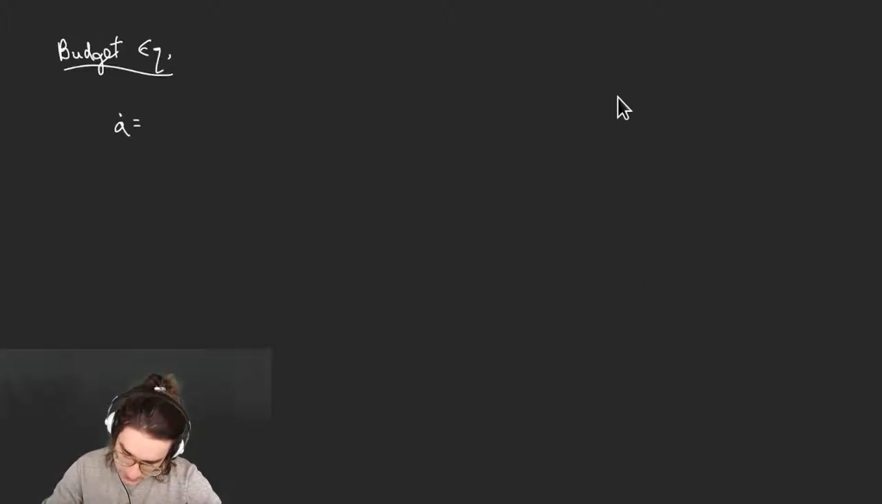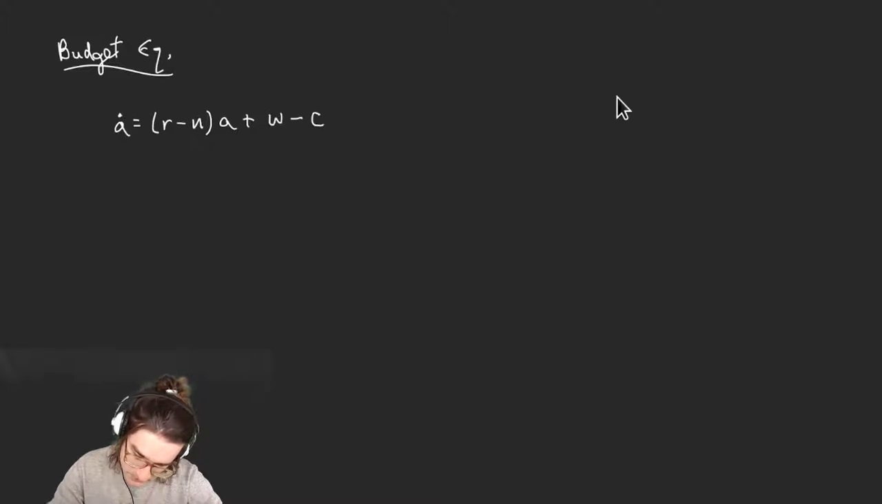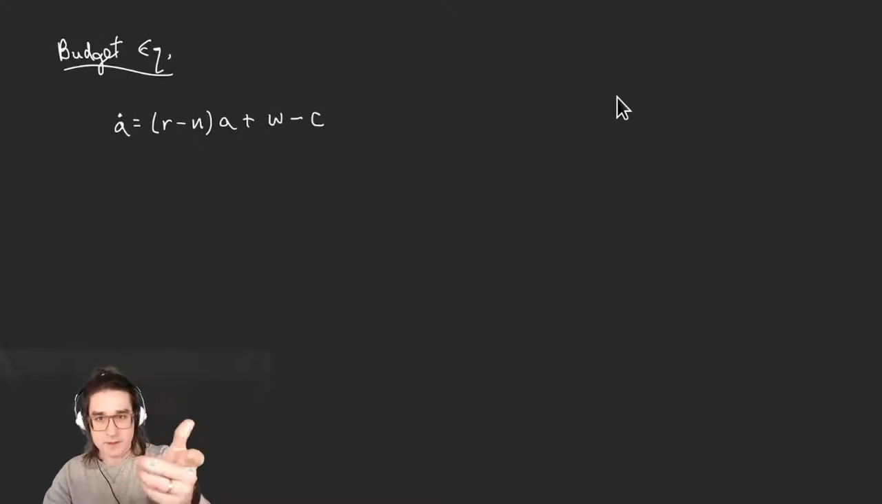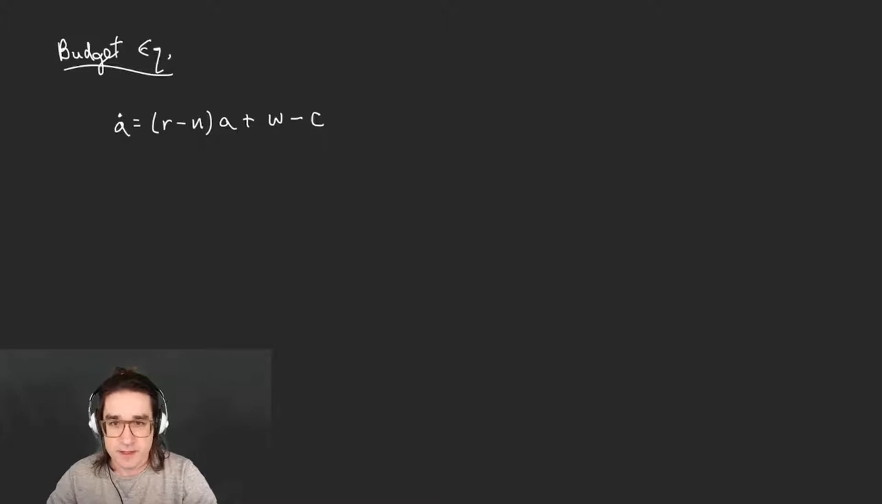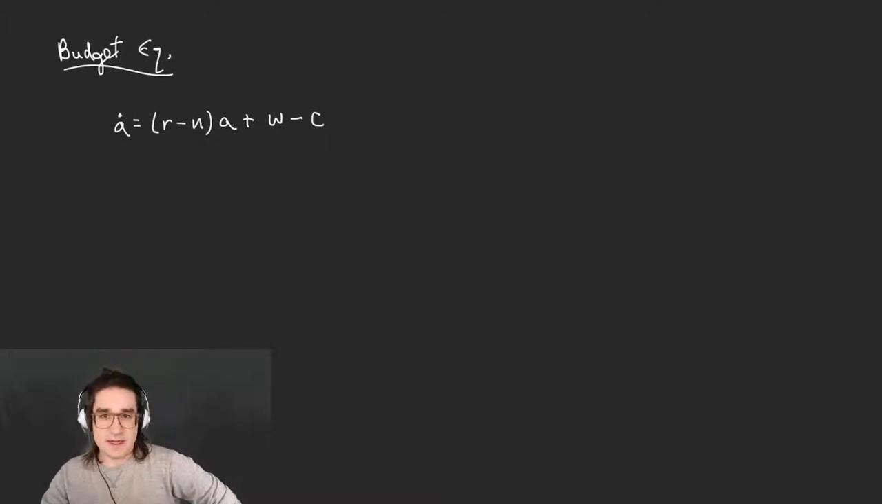This is our budget equation: a dot equals (r minus n) times a plus w minus c. Getting more money is good, so w means your assets go up. C is bad for assets. You're spending it, so you're not saving it. That's how I remember it. There's a t on everything here, except for n. The equal sign and the parentheses are not time varying, but anything reasonable is going to have a function of t attached to it.